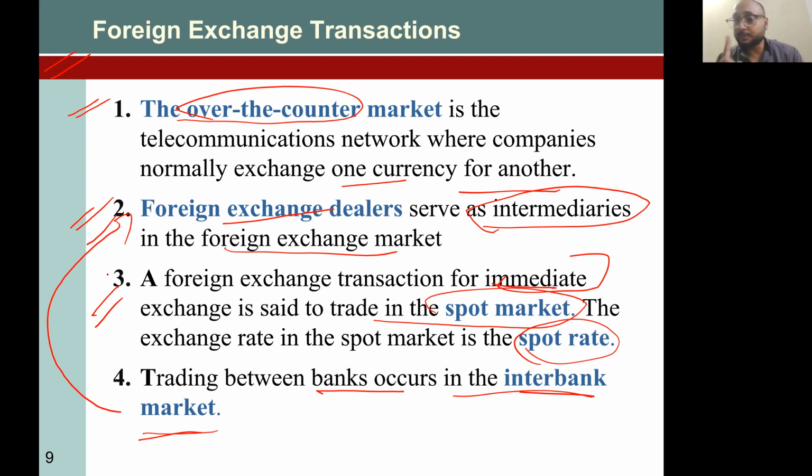So are we clear about the spot market and spot rate? Because those are the terminologies we will be using more often in our coming lectures. Whatever the rate right now at the time of transaction is called the spot rate, which is the actual rate in the market. Right, everyone?